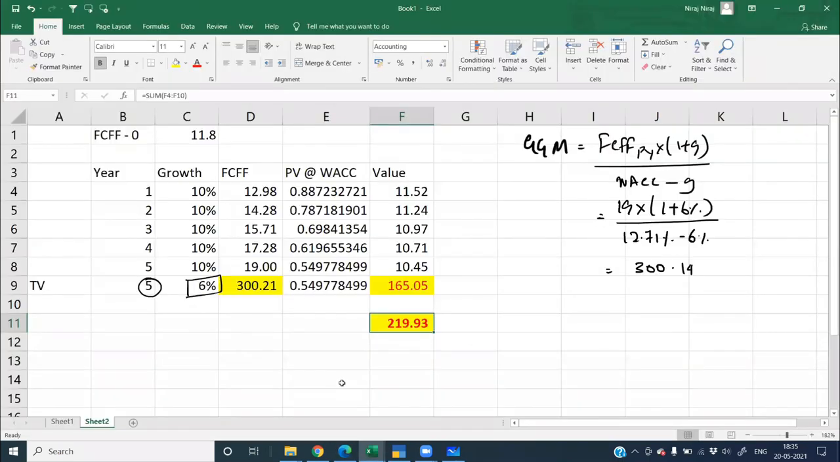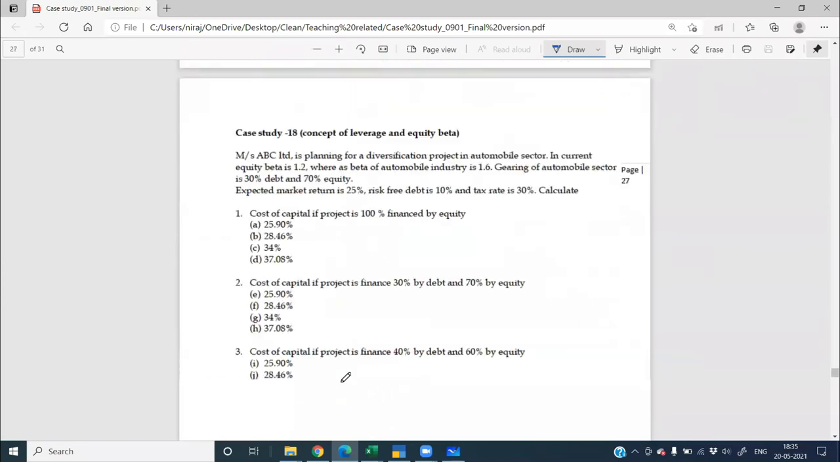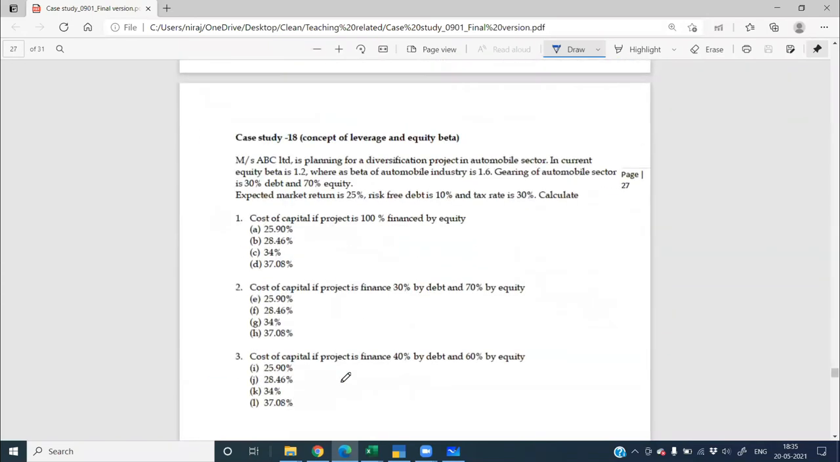Can you go back to the question? Just a minute, to the question itself. So in the question, they have asked for the terminal value at the end of the 5th year. In fact, we are doing it at the end of the 6th year, but we have to do it 6 minus 1, right? Yes.